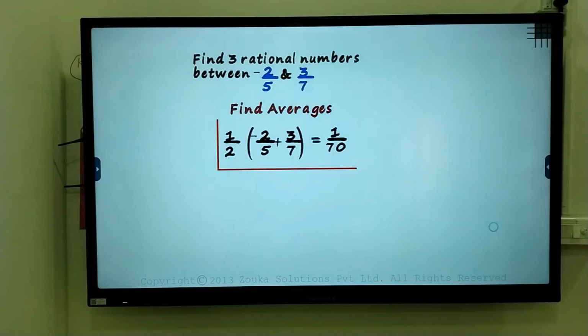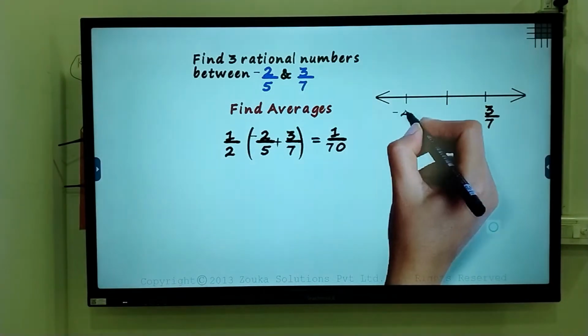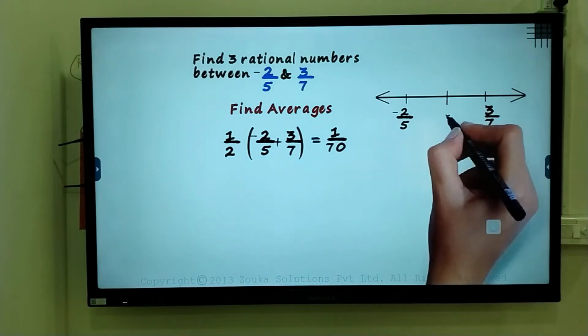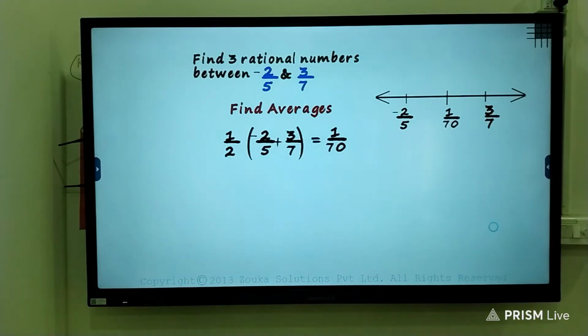I will not be focusing too much on the calculations here, as that's not the important part. The important part is understanding the fact that the average of two rational numbers gives us one rational number in between them. Let's say we have a line like this, where this is the midpoint of the segment. If our two numbers are marked here, then the average will be marked here, exactly between them. We have found one rational number between the two numbers, and we need to find two more. It's simple. We just need to find the average of these two numbers and the average of these two numbers.